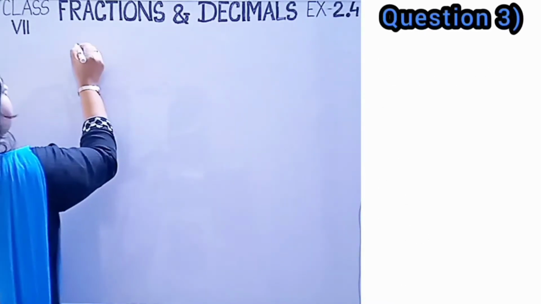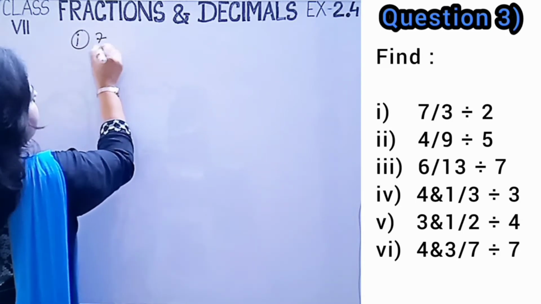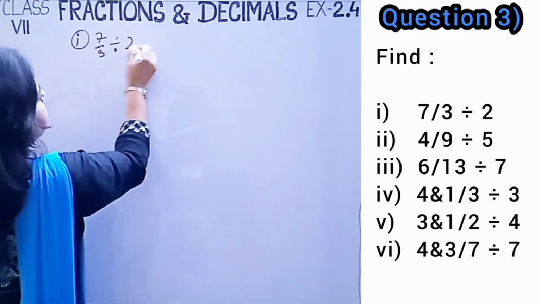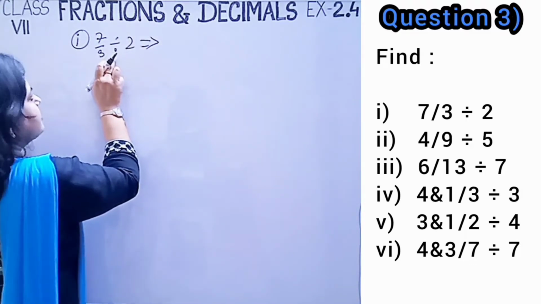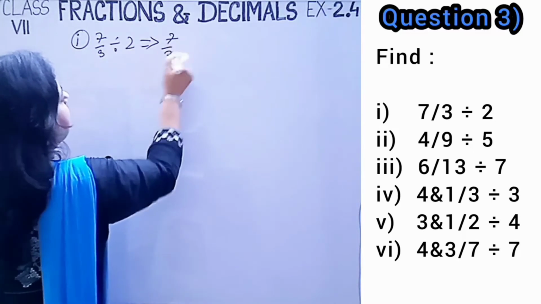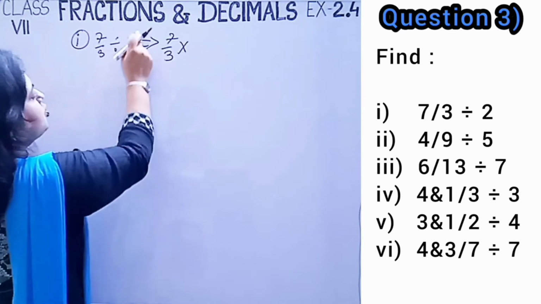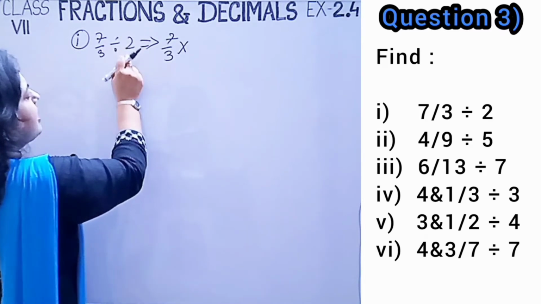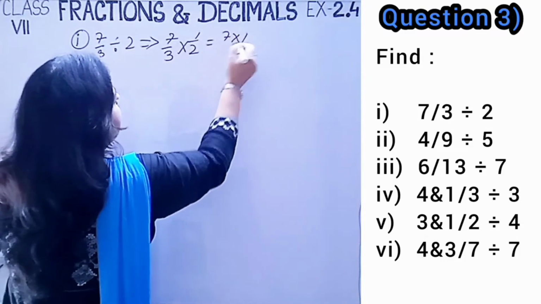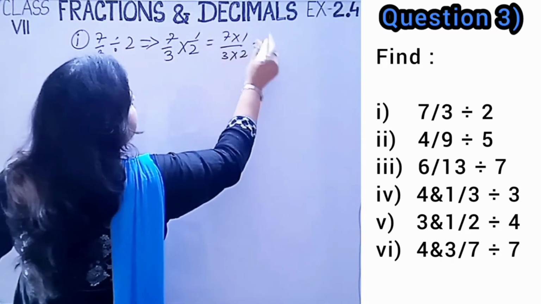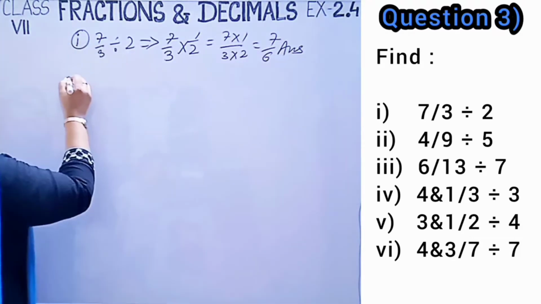Question number 3, find. The first part is 7 upon 3 divided by 2. So first we will change this sign. It will become a multiplication sign. 7 upon 3 multiply, and this number will be reciprocal. So this is 2 by 1, here only 2, it means 2 by 1. So it will become 1 by 2. So 7 into 1, 3 into 2. It means 7 ones are 7, 3 twos are 6. Answer.